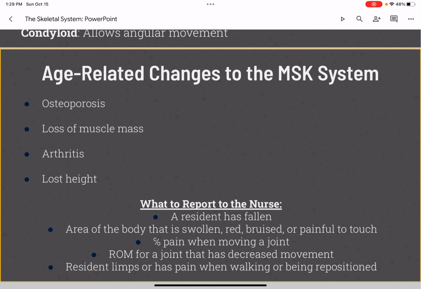Some things that the CNA should report to the nurse related to the musculoskeletal system are falls, any area of the body that is swollen, red, bruised, or painful to touch, any complaints of pain when a resident is moving a joint, range of motion for a joint that has decreased movement, and if a resident limps or has pain when walking or being repositioned.